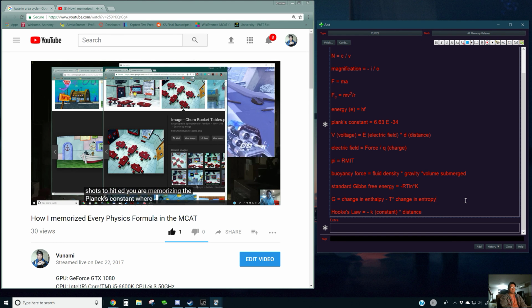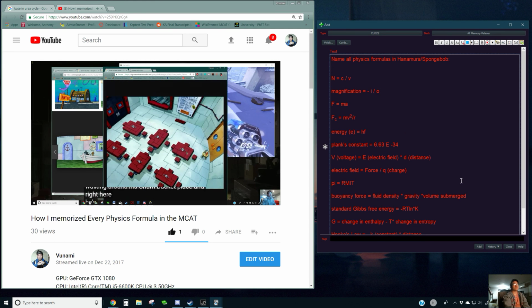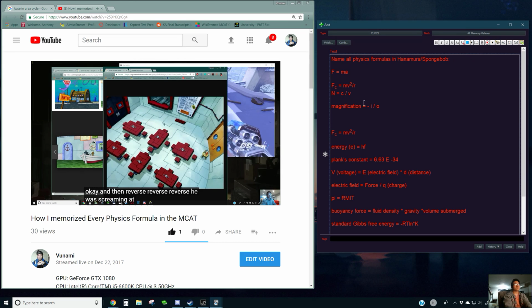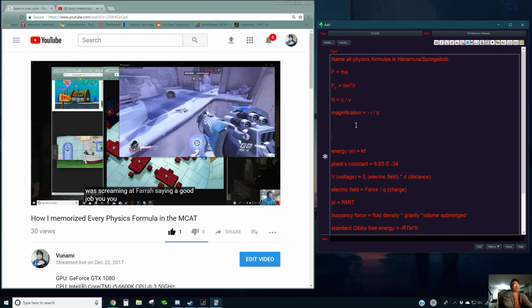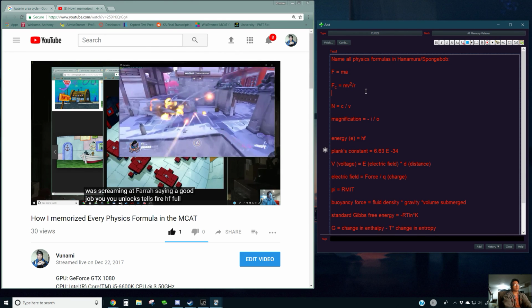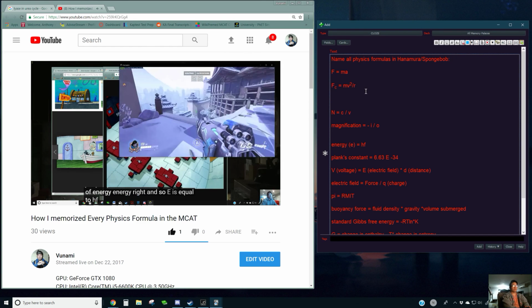You are memorizing Planck's constant, where Plankton is walking down his drum bucket place, and right here, he's walking, remember the Planck's constant where he stops: 6, 6 again. So 6.63 times 10 to the negative 34. And then reverse. He was screaming at Pharaoh, saying, "Hey, good job! You unlocked Hell's Fire, HF, full of energy, right?" And so he's able to do that.